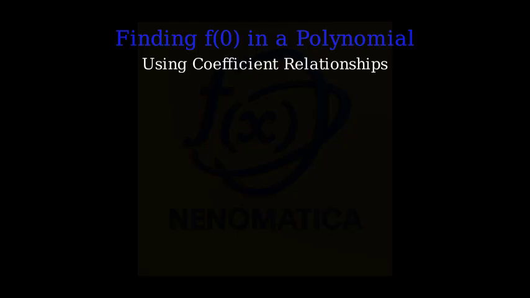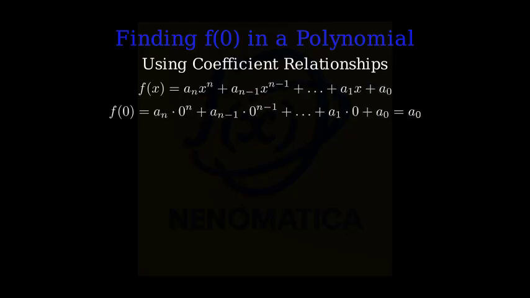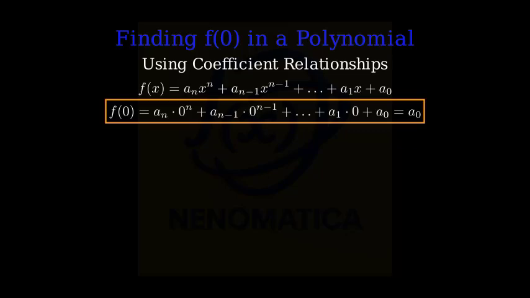Let's first understand what f of 0 means in a polynomial. Consider a general polynomial function f of x. When we substitute x equals 0 into this polynomial, we get the constant term, which is the coefficient that doesn't involve any x terms. Now, let's look at the method that we'll use to find f of 0.